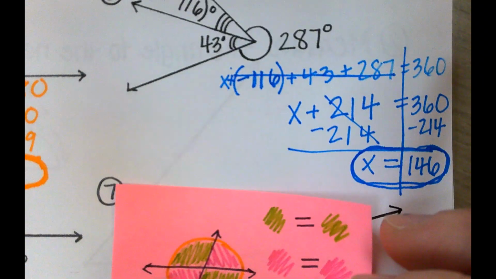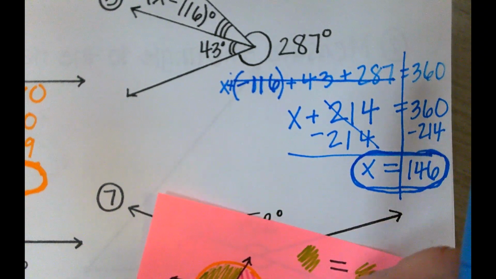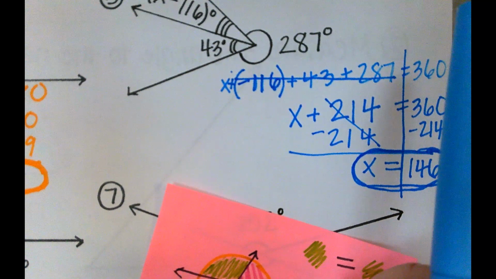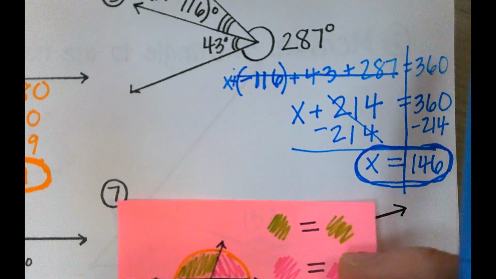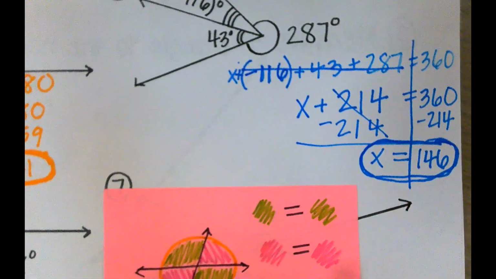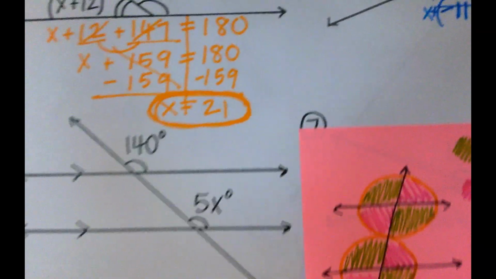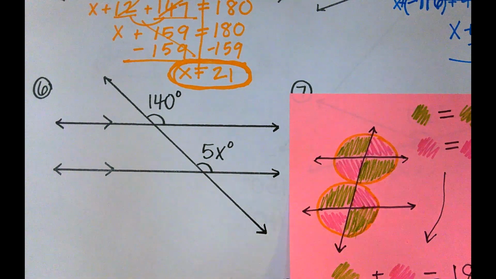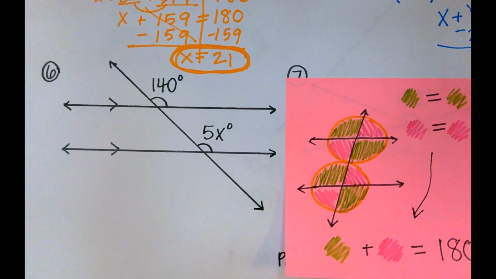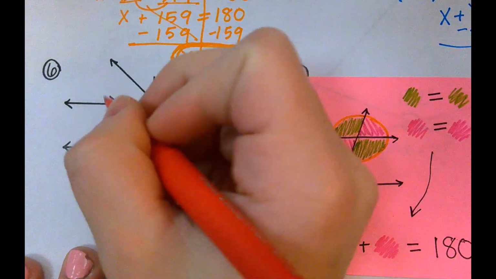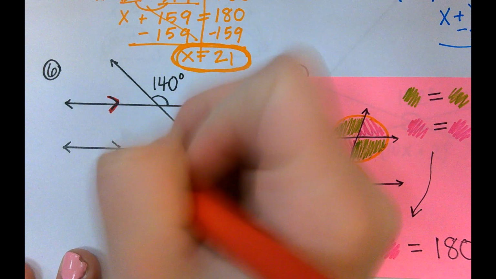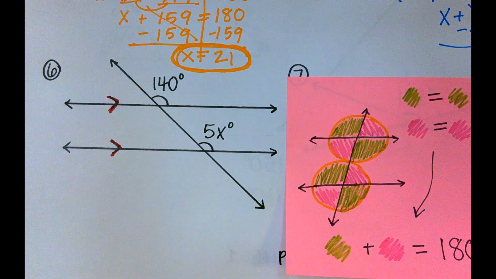Okay, are we ready for number 6? Do we need more time on 5? Ready for number 6. Let's do it. Okay, number 6, now we have some parallel lines. You know that because of these little arrows here. Highlight those in red.